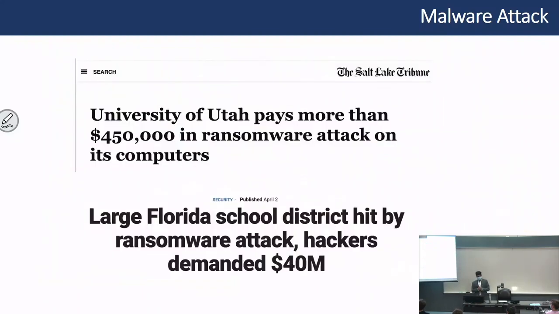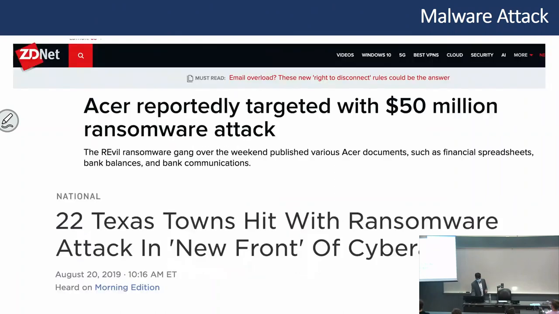So let's look at some examples of malware attacks that have happened in the last 2 years. The University of Utah, which is a school like us, paid $500,000. That's like a grant, right? So they paid $500,000 to a ransomware attack. Otherwise, the student records would have been made public. A large Florida school district in April this year was hit by a ransomware attack, and the hackers demanded $40 million. I don't know whether they actually paid it, because that news never came out.